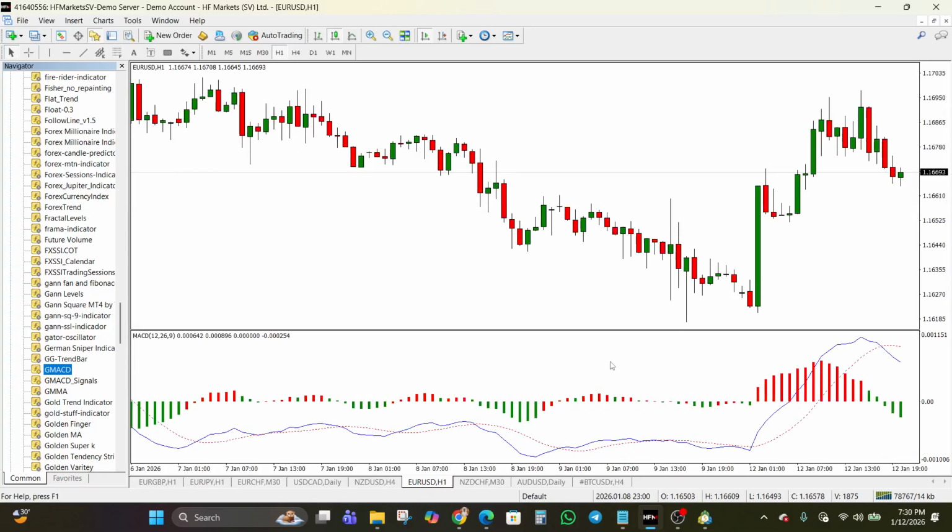So you want to pay attention to the histogram bars and also the crossovers between the blue line and the red line, although more emphasis should be on the histogram bars.